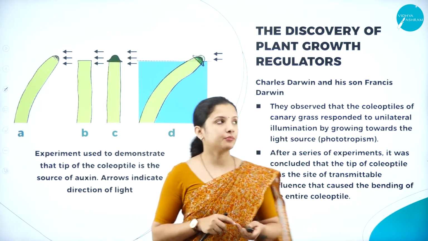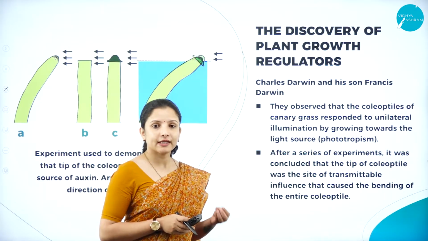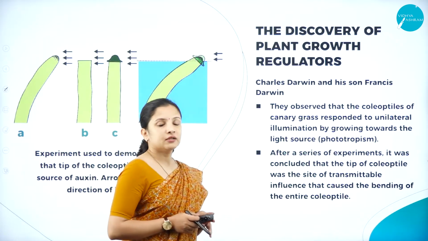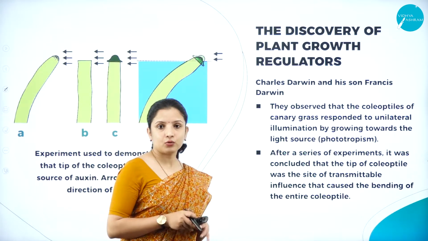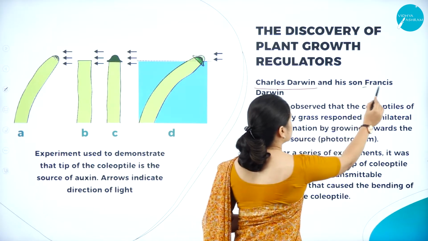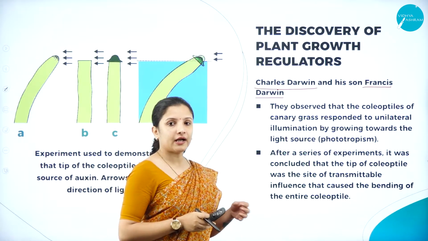So next, talking about the discovery of the plant growth regulator. What exactly led to the discovery of the plant growth regulator? The first plant growth regulator was discovered by Charles Darwin and his son Francis Darwin. What they did was they observed the coleoptiles.